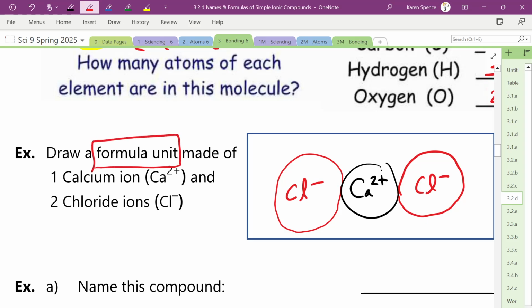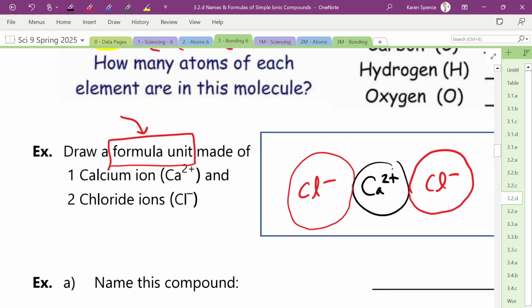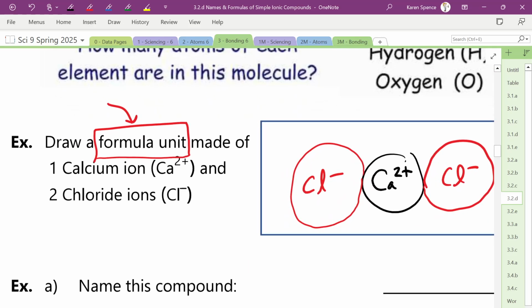And it is a formula unit because what type of compound is this? It is made of ions. What type of compound is it? It is an ionic compound. Okay.